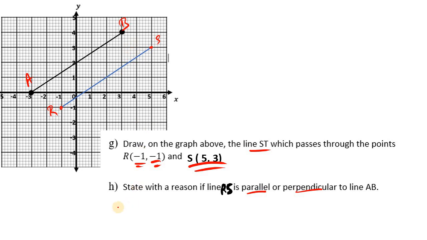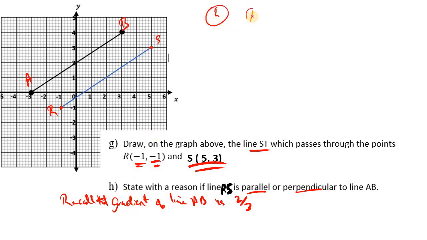We know the gradient of line AB. So we'll say recall that the gradient of line AB is 2/3, right? Write that out. What's the gradient of RS? Well, we can look at the point R and the point S, and then we just work out the gradient. We're losing space, so let's write up here for h. Let's continue. R is (-1, -1). S is (5, 3).